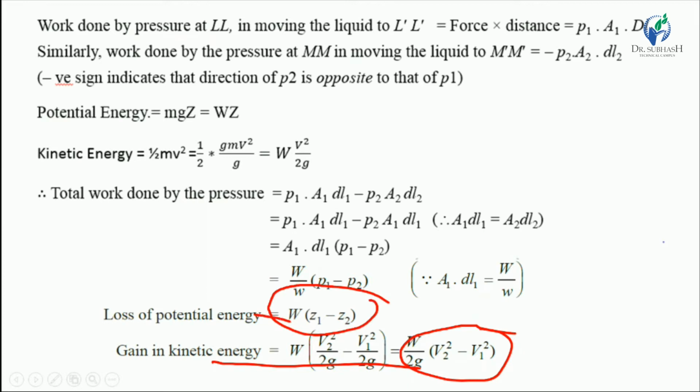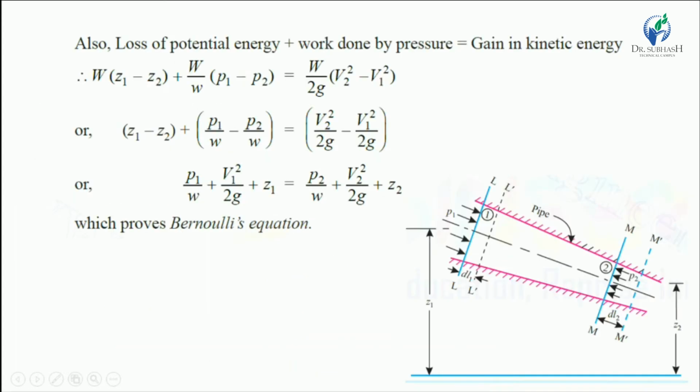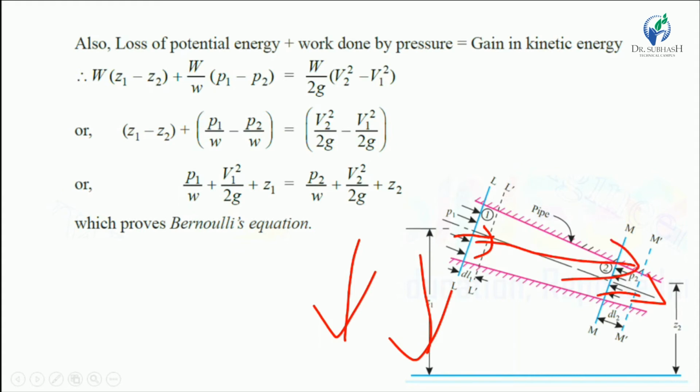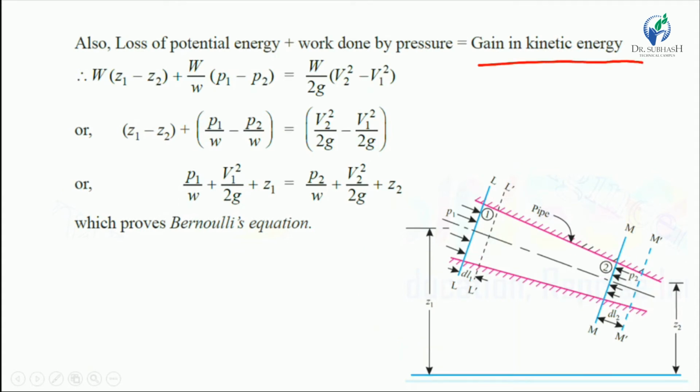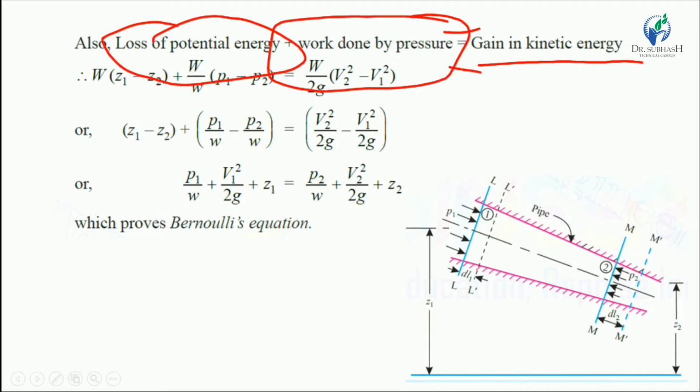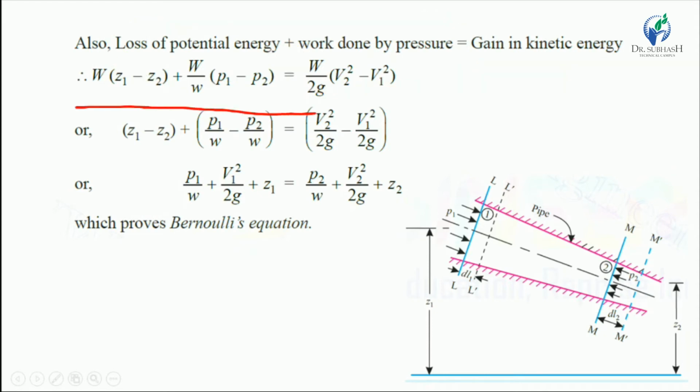This is the equation of loss of potential energy, and this is the equation of total work done by the pressure. Okay, now according to flow, we know that the potential energy is decreased, pressure energy is decreased, and due to that the kinetic energy is gained. So we can write that the gain in kinetic energy is equal to the loss of potential energy plus work done by pressure. Okay, so put in the values of kinetic energy, work done by pressure, and potential energy.